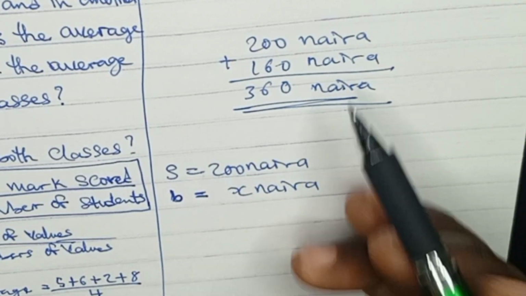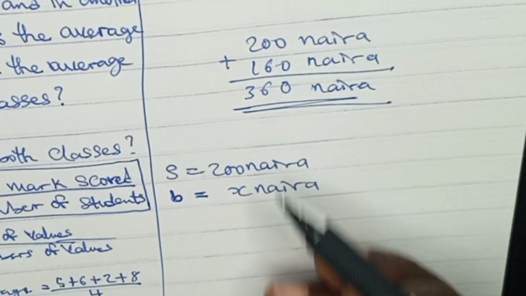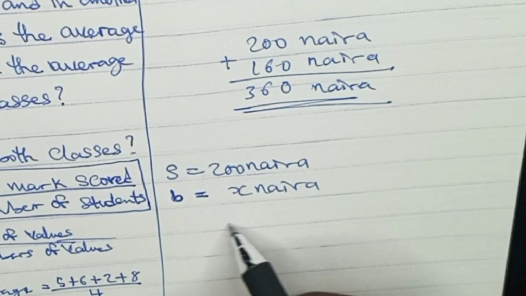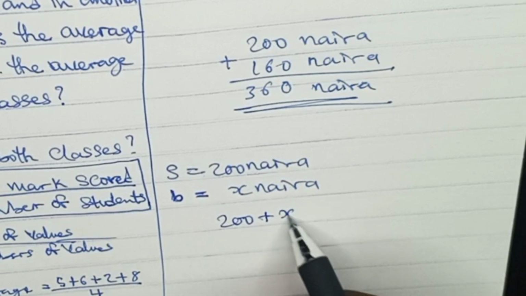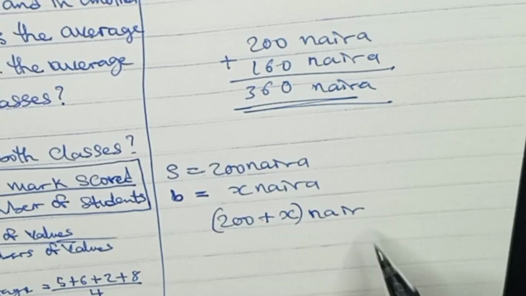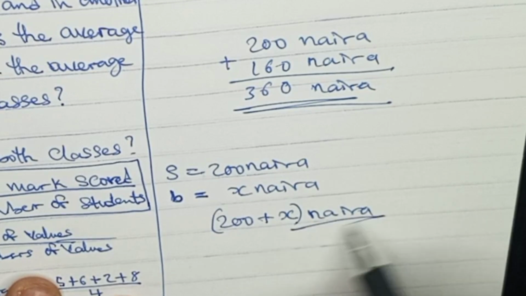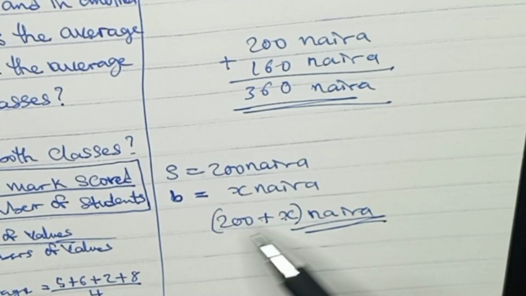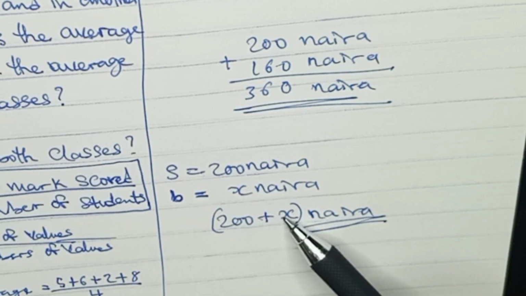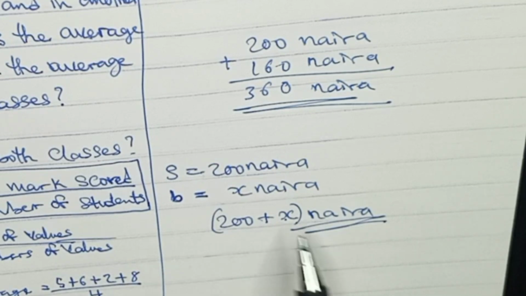For this part, unlike the first where we have numbers, these two are numbers, but this one we don't know the exact value. So our answer is going to be 200 plus X naira. We can put this in brackets. Since we don't know the value, at the end of our solving we write 200 plus X. Later on, if the value is known, we just put it in.